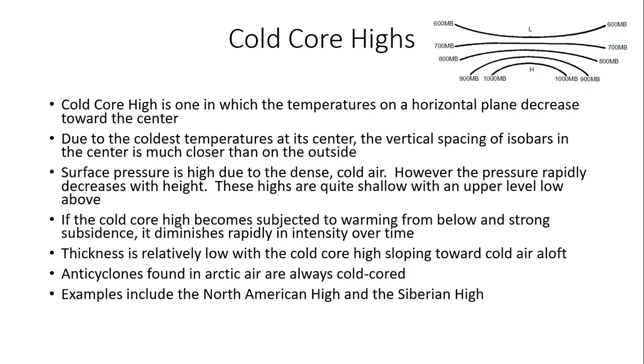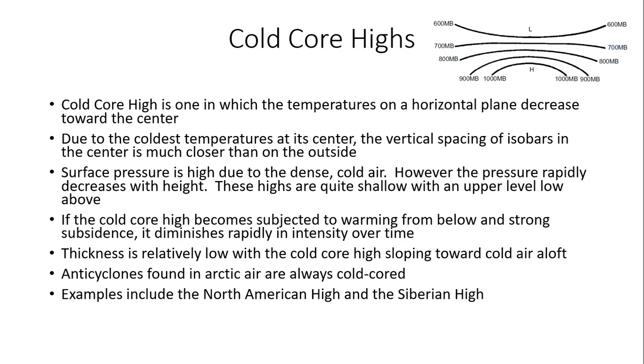What I want to go into now is the different types of highs and lows, cold core versus warm core. So we'll start with the cold core high. The cold core high is one in which the temperature on a horizontal plane decreases toward the center. So you've got the coldest temperatures towards the center of this high.